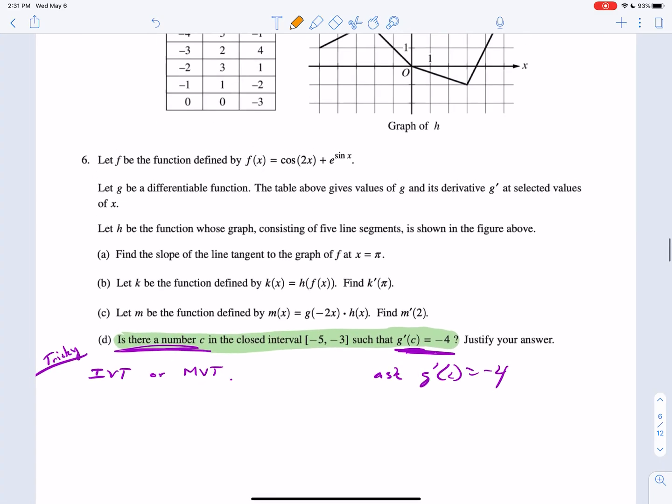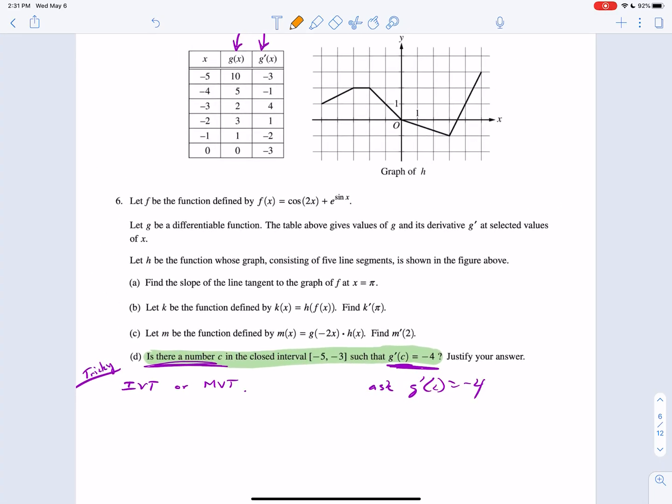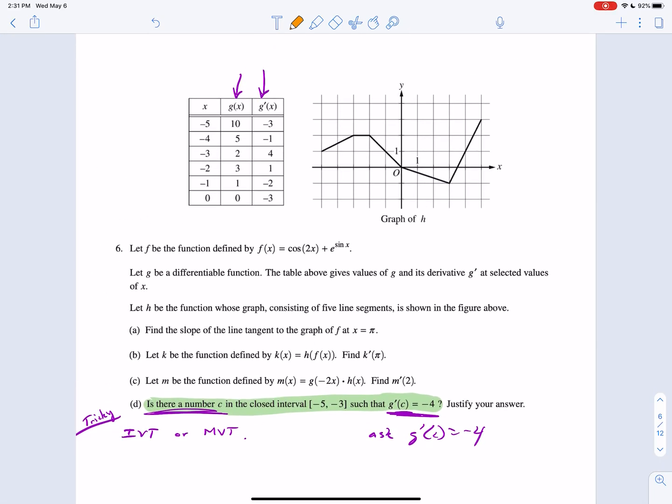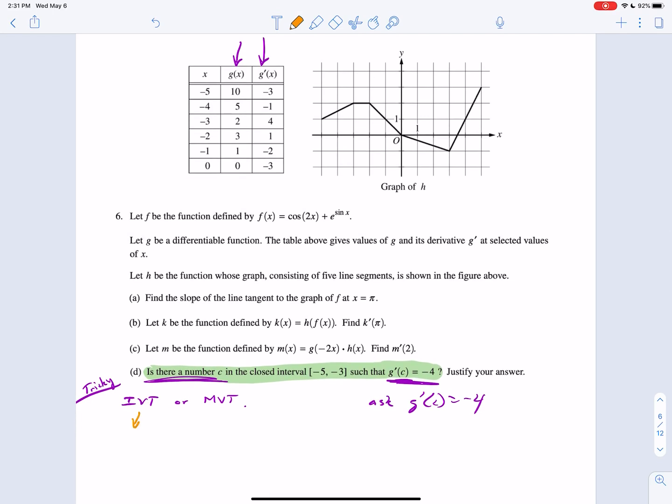Okay, now here's one that's tricky because they give you G and G prime, and they're asking for G prime. So really, IVT or MVT comes into play. And this is the rare case where you actually have to check both, okay? So initially, what people do is they lean towards IVT, okay? So from -5 to -3. So let me highlight it. From -5 all the way to -3.